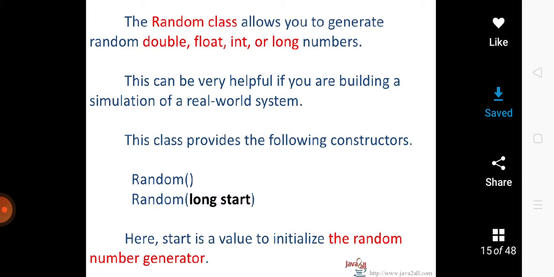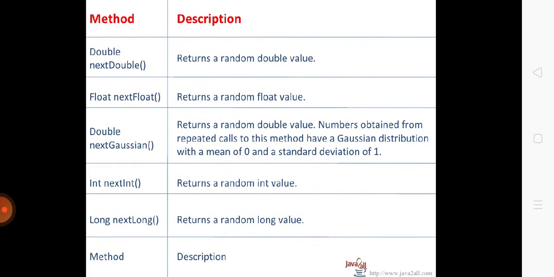Now in this class you have different kinds of methods. Look at it here. Next double is a method in this random class which generates a double value. It will generate a random value, but it will be of type double. Meaning, the data type will be a double value. Next is next float. It is also a method of the random class, and it will generate a float value whenever you want to generate a certain float random value.